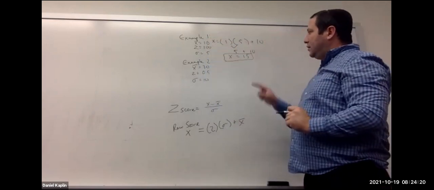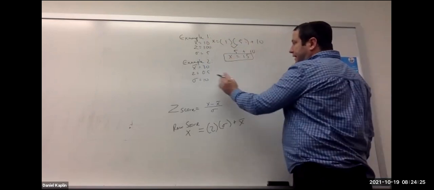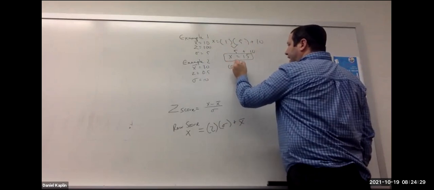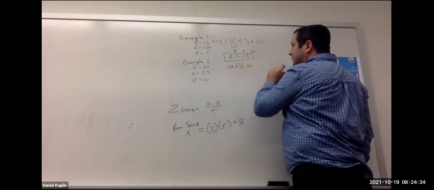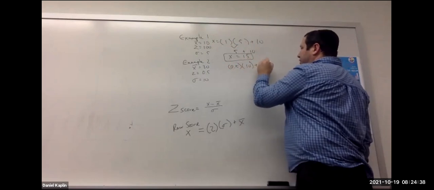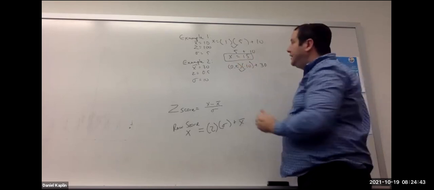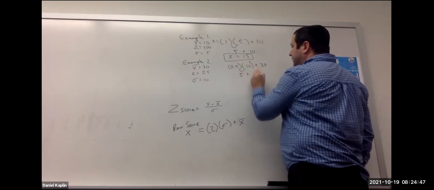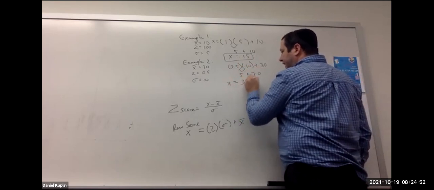All right. Now, let's do it again with example 2. So here we have a z-score of 0.5, 0.5 times the standard deviation of 10 plus the mean of 30. Okay, so 0.5 times 10 is 5 plus 30 gives us a raw score of 35.